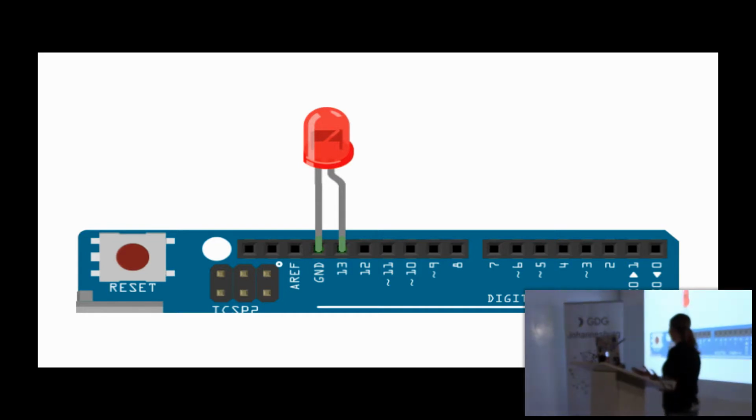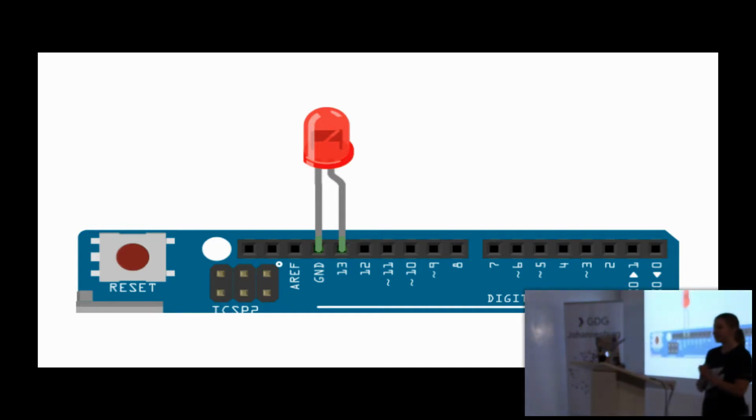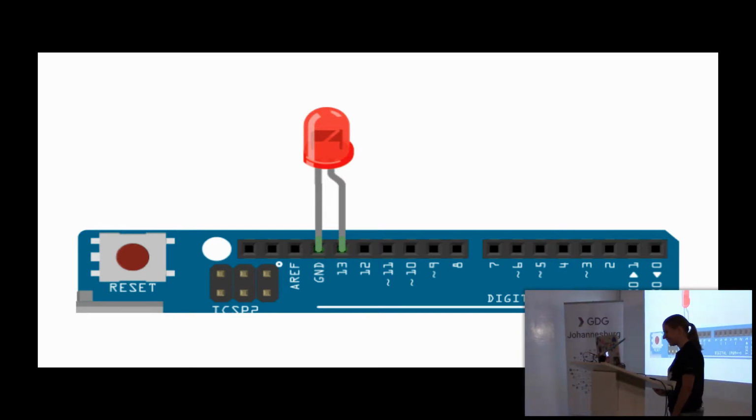Now, this is kind of what our setup looks like. I know it's very simple. We've plugged the LED right into the board. Now, don't try this at home. This setup is not recommended. You should use Ohm's law to work out the amount of resistance you need and put a resistor in there.